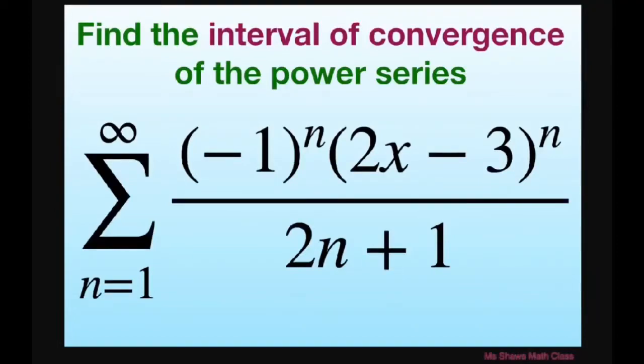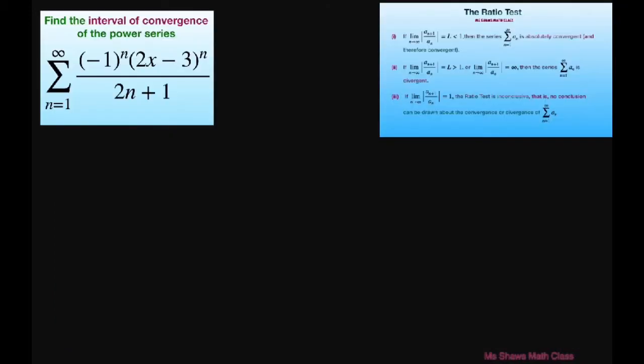Everyone, we're going to find the interval of convergence of our power series given. Here we're going to use the ratio test and look at the limit as n approaches infinity of the absolute value of a sub n plus 1 divided by a sub n, and get our limit and force it to be less than 1. So let's fill everything in.